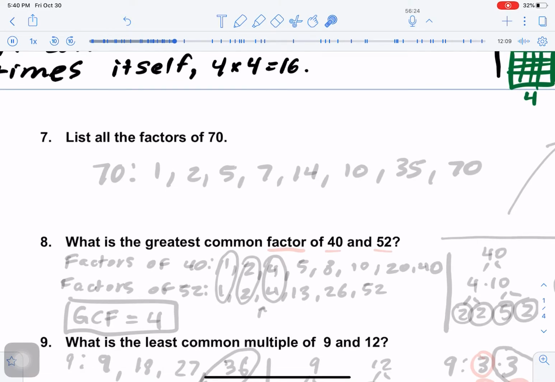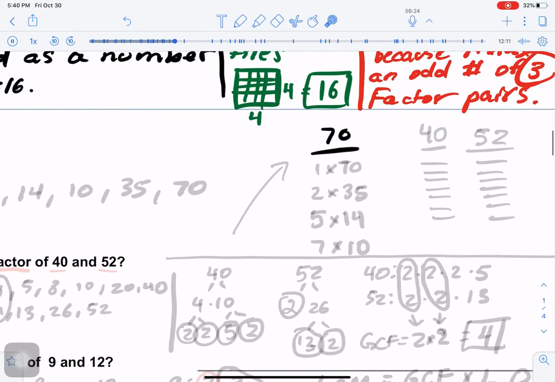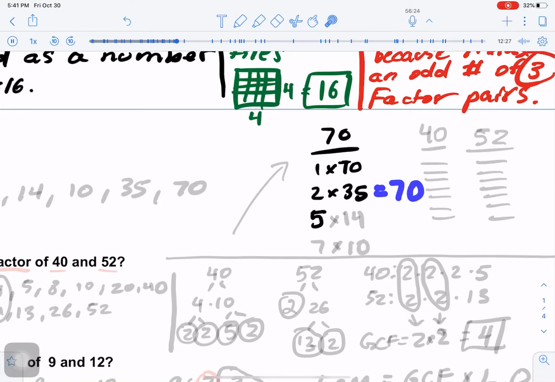I'm going to go ahead and write my factor pairs in a list. I know 1 times the number itself will always be a factor pair for every number. I can see that 2 goes into 70 35 times, so 2 times 35 is a factor pair. Going down the list, I know 3 does not work, I know 4 does not work, but when I get to 5, I know that 5 times 14 is a factor pair of 70. I also know that 7 times 10 is a factor pair.